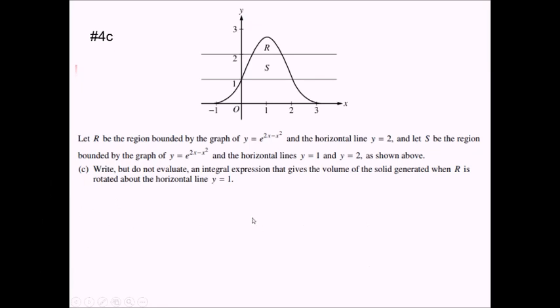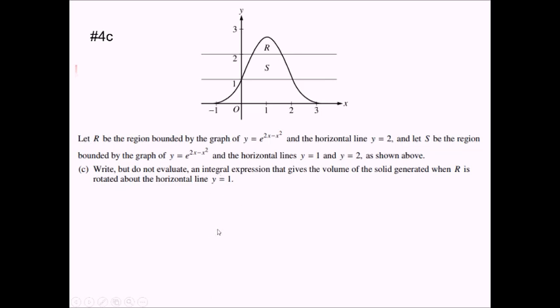For the last part of this free response, they want us to write but not evaluate an integral expression giving us the volume of the solid generated when R is revolved around the horizontal line y equals 1. So for R, my limits of integration, again, back in part A, I found those intersection points. They were P and Q, whatever crazy decimals those came out to. So I'm going to keep using those. I mean, I defined them. I earned it. So I'm free to use them in future problem parts.